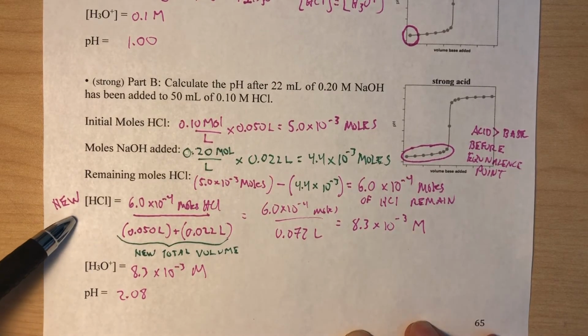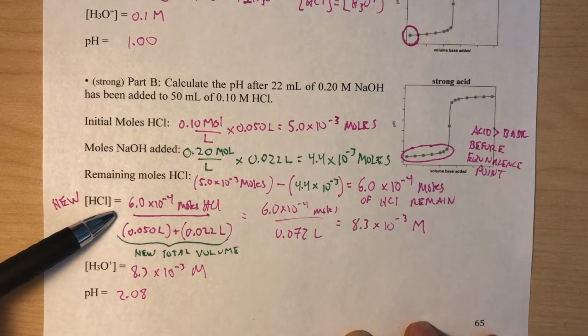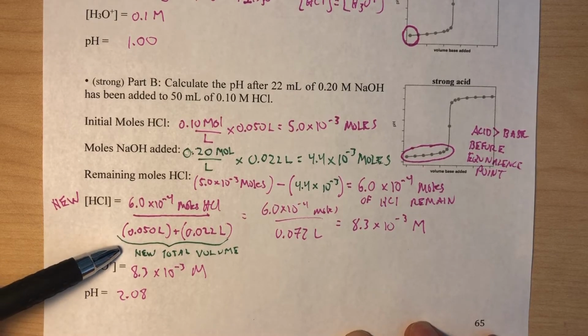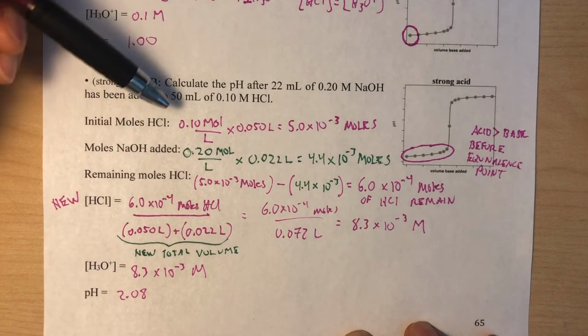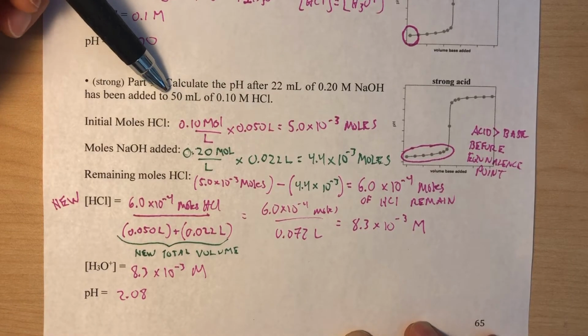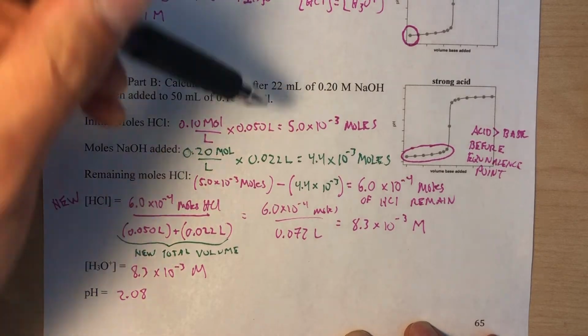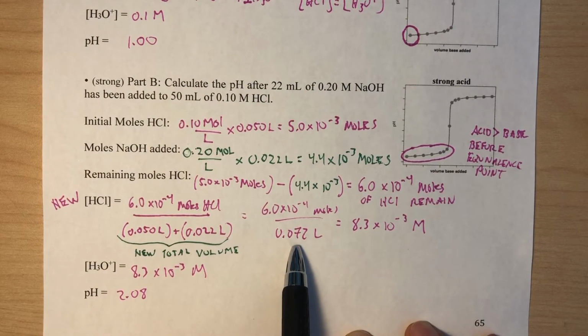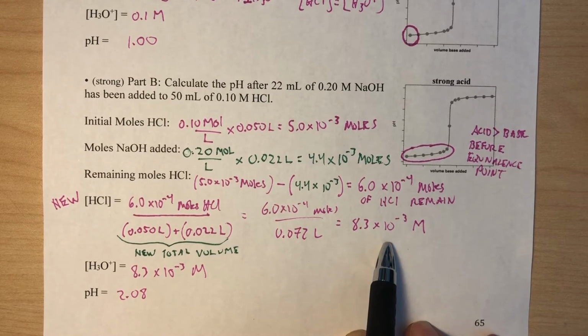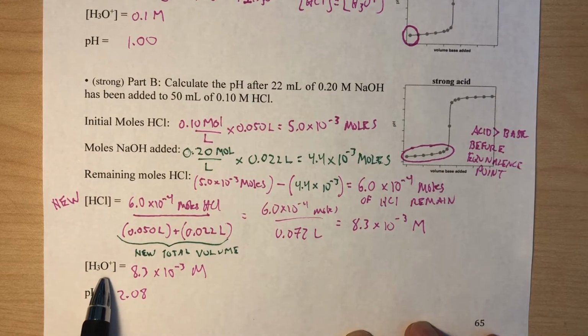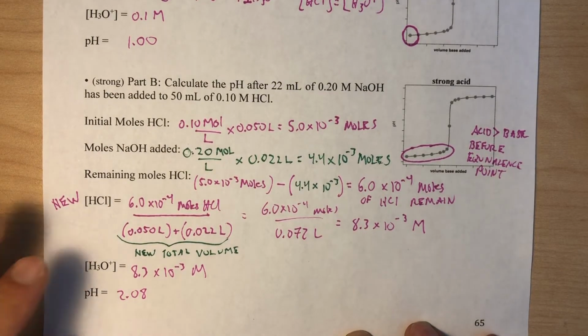We now need our new hydrochloric acid concentration. That's going to be that value of moles, 6 times 10 to the negative 4th, divided by our new total volume, which is 50 milliliters plus 22. And we get that from the problem. That's 50 milliliters plus 22 milliliters. That gives us a new total volume of 72 milliliters, or 0.072 liters. We divide those two values and we discover that our new hydrochloric acid concentration is 8.3 times 10 to the negative third molar. Hydrochloric acid concentration is equal to the hydronium concentration.